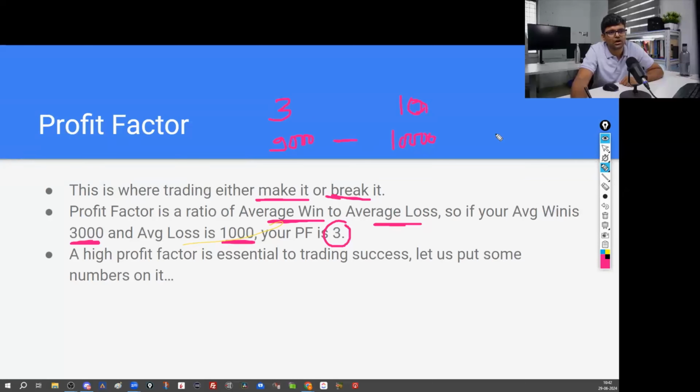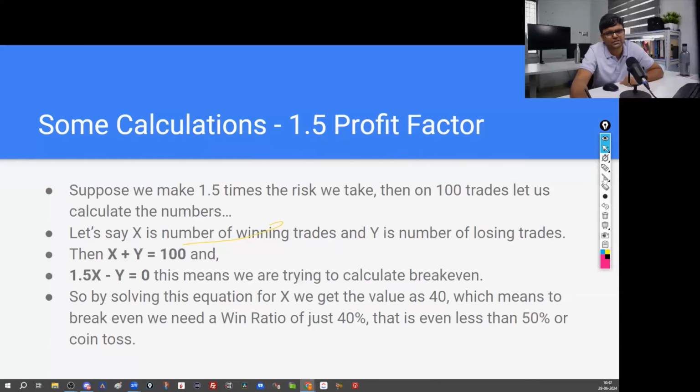So you are losing 1,000. So just having a huge profit factor does not help. You need to combine it with win percentage. When you combine win percentage and profit factor, that is where the real magic happens. So let's look at some calculations.